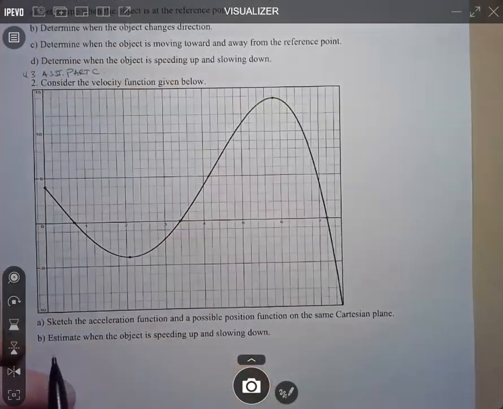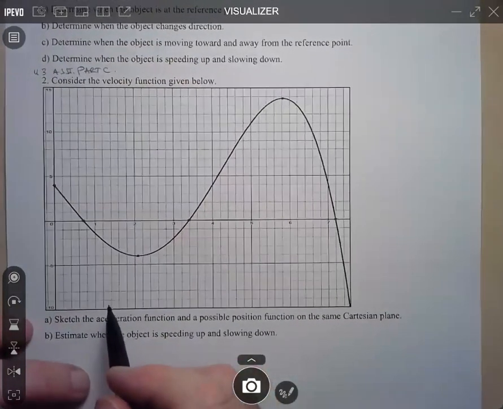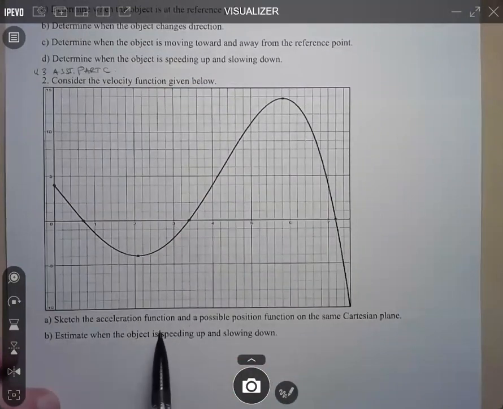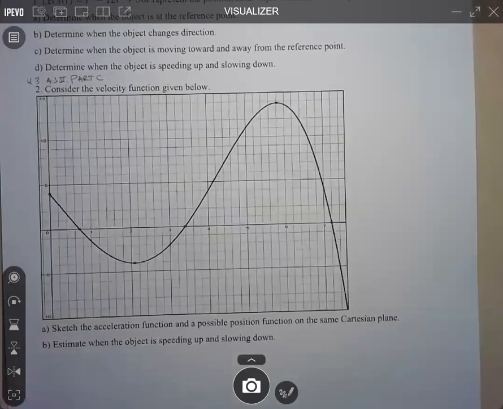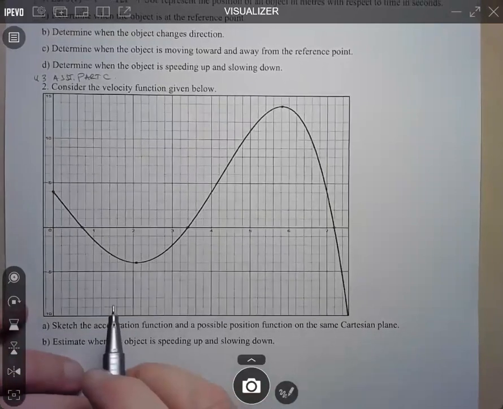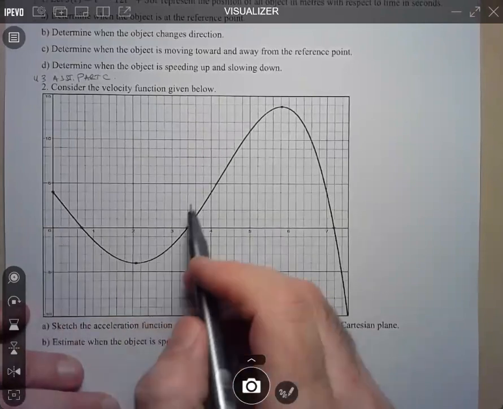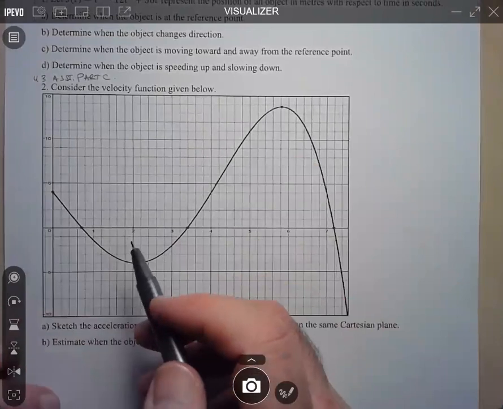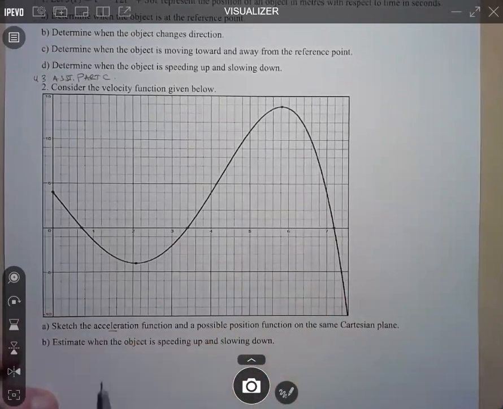All right, so we also have to sketch the acceleration function. I didn't realize there was a second graph, so I'm going to take two different colors to do that. All right, so the acceleration function, we'll start with that. I know to find the derivative of the velocity function, which is going to be the acceleration function. So I'll do this in red.